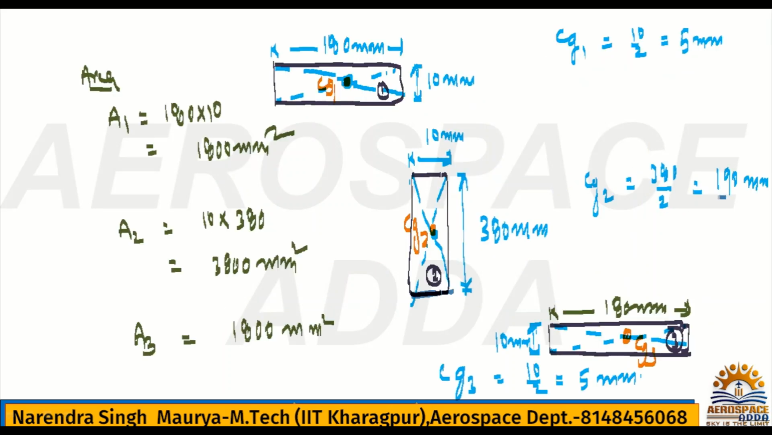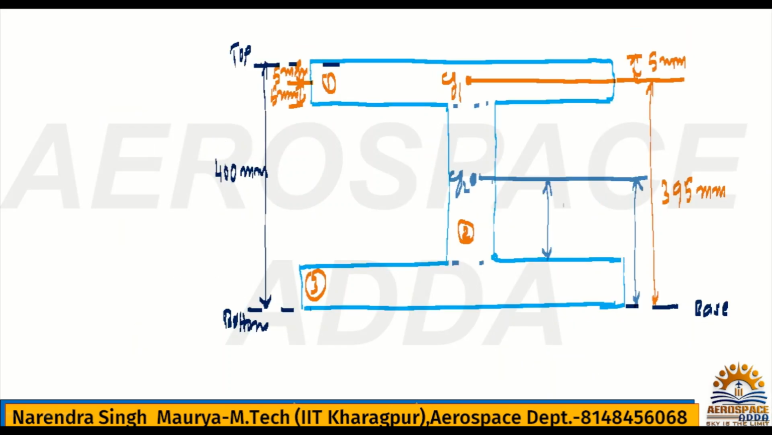That was the 190, right? This was 190 mm. But with respect to base, again 190 plus this, which is 10. So what is this value? This is nothing but 200 mm. Right. Now coming to the third, this is the CG3. So with respect to base, what is this? This is nothing but 5 mm.